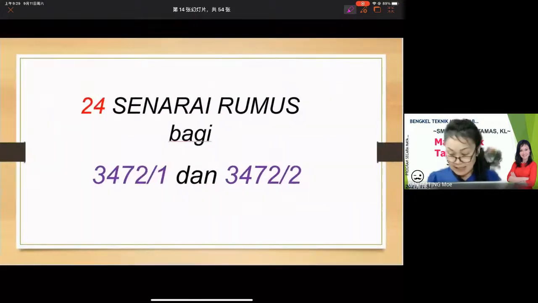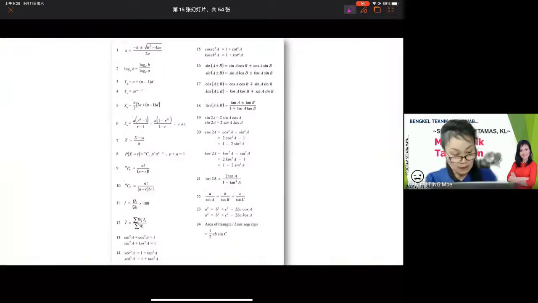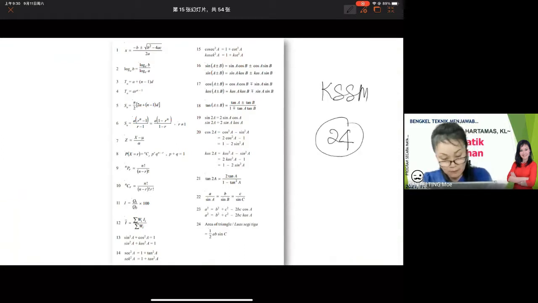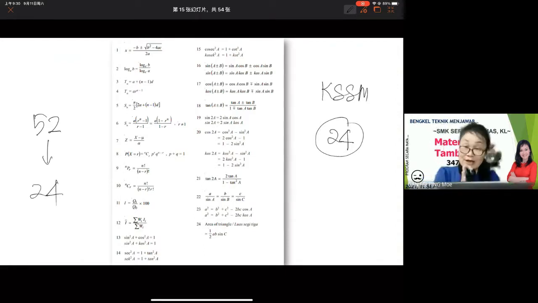Okay, these are the formulas that are given to you. In your SPM, starting this year under KSSM, you have only 24 formulas compared to the earlier, if I'm not mistaken, 52. Yes, now reduced to 24. Okay, it means that more than 50% is cut off.